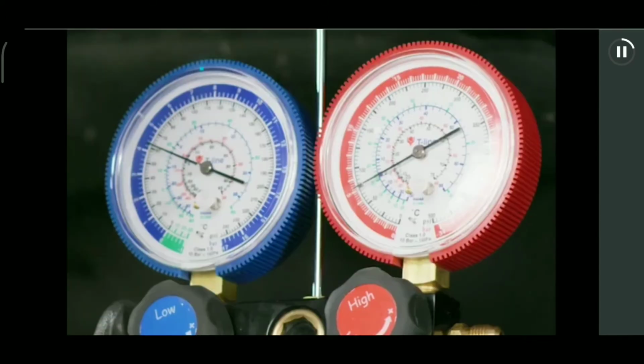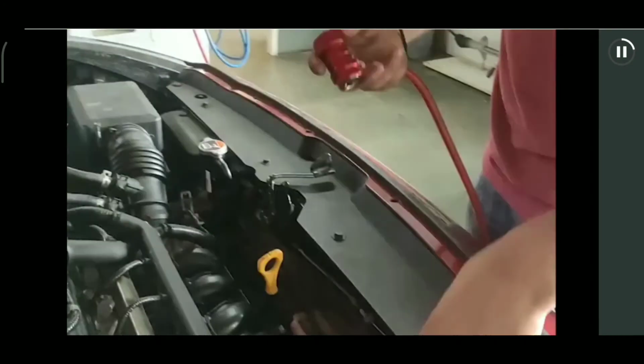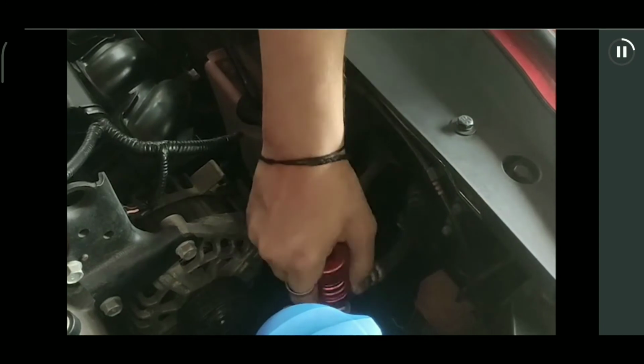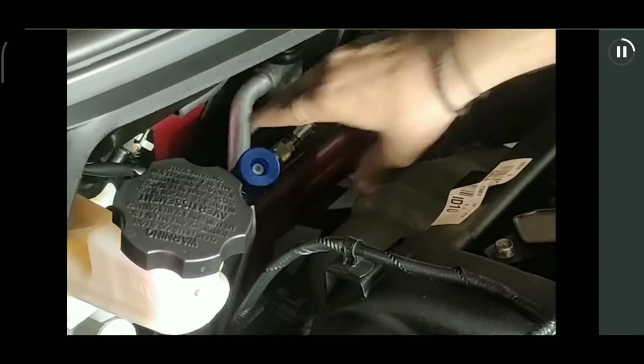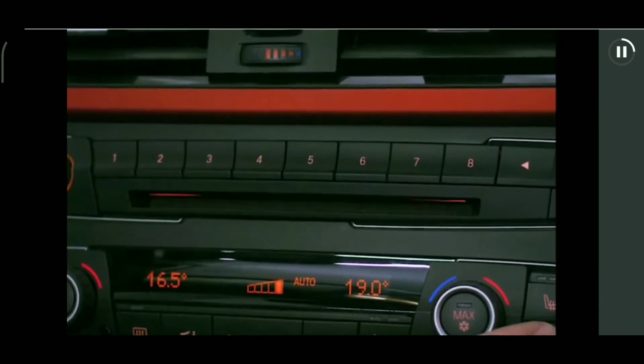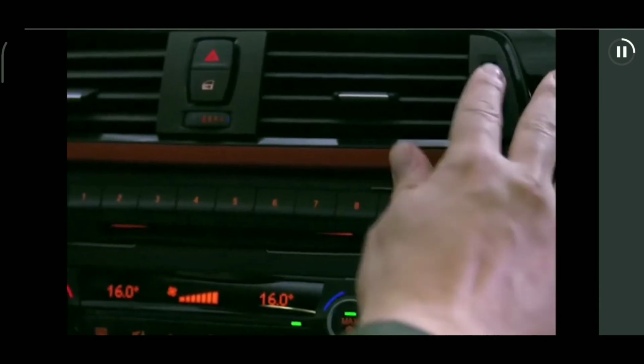Air conditioning system testing using manifold gauge. Install the high pressure line service port and low pressure line service port. Start the engine and turn on the AC, and set the blower at high speed and also set the temperature at the lowest.